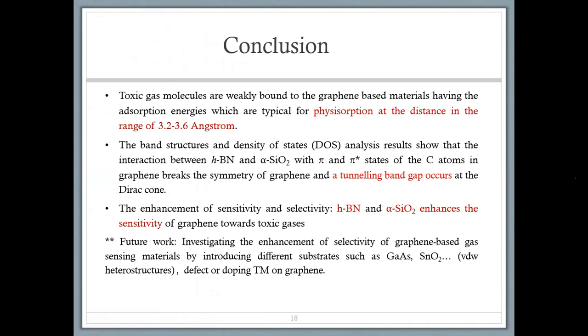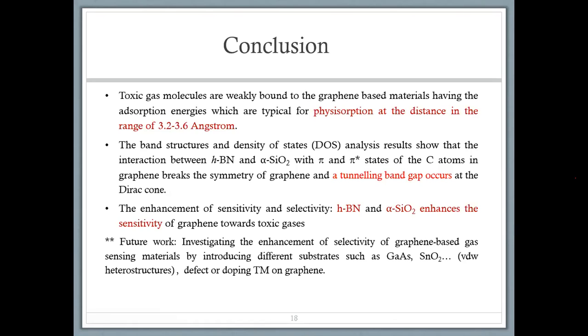Okay, so I would like to conclude my talk with a brief summary. At first, we have studied the adsorption of toxic gas molecules on graphene on different substrates of hexagonal boron nitride and silicon dioxide. And we found that these toxic gas molecules adsorb on these materials by physical adsorption at a distance in the range of 3.2 to 3.6 angstrom.